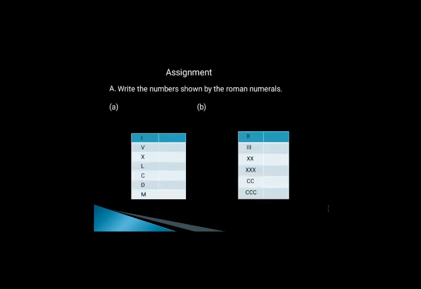Now, I hope the things are clear in your minds now. So, here I have brought an assignment for you. Let's start. See, in question number 1, you have to write the numbers shown by the Roman numerals. See, here the Roman numerals are given and you have to write the numbers, means the Hindu Arabic numbers. We have already learned earlier, so I hope you all can do it very easily. Right?